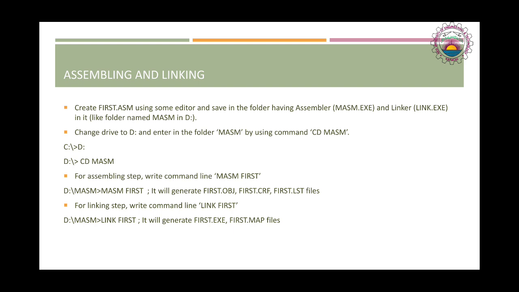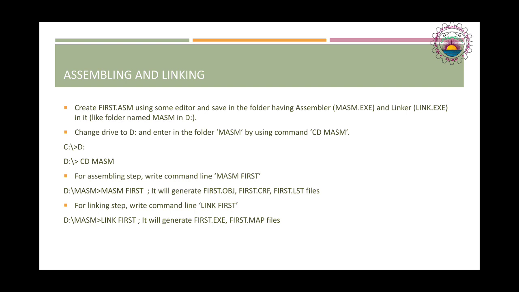So if you are going to assemble your file and you are in the C drive, then you have to change drive first by typing D colon and Enter, and after that you have to go into the folder masm. For that you type cd masm. So your prompt will be like this: D colon backslash masm and greater than sign.